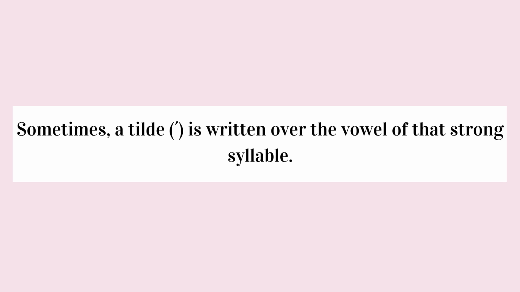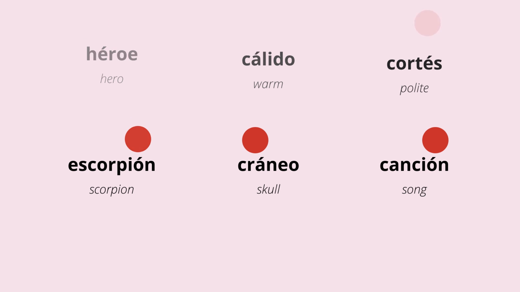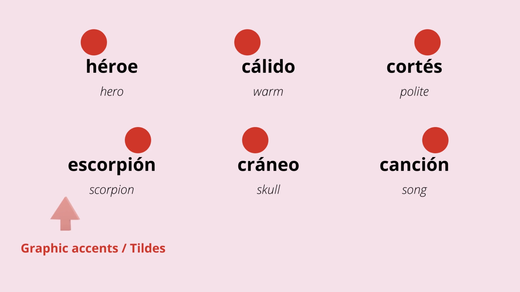Sometimes a tilde is written over the vowel of the strong syllable. For example, in the words héroe, cálido, cortés, escorpión, cráneo, and canción. As you can notice, the place where the red point is the syllable that is strongly pronounced, and therefore the accent, which in this example is graphically written. Accents that are graphically written are called graphic accents, or most commonly tildes, while accents that are not written are called prosodic accents, as in rinoceronte.